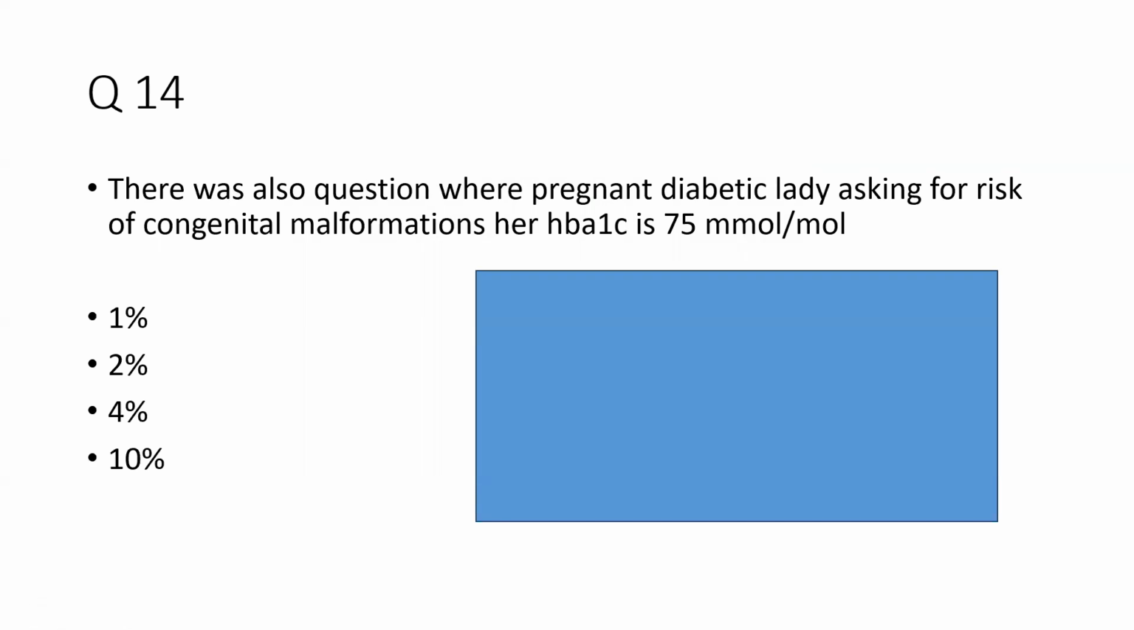Let's move forward. There was also a question where a pregnant diabetic lady was asking for the risk of congenital malformation. Her HbA1c was high at 75 millimole per mole. So if you look at the correct answer, the closest answer will be 4% in this scenario.